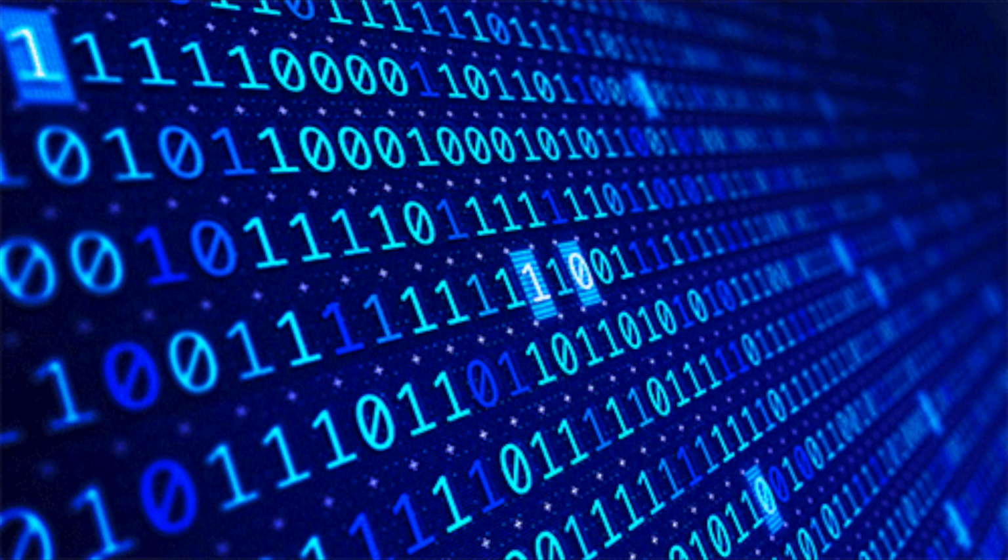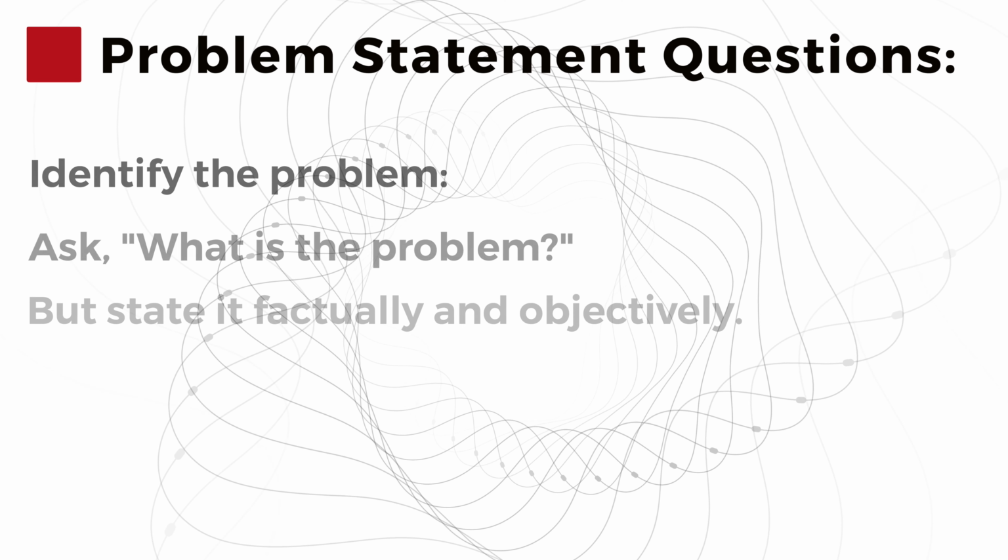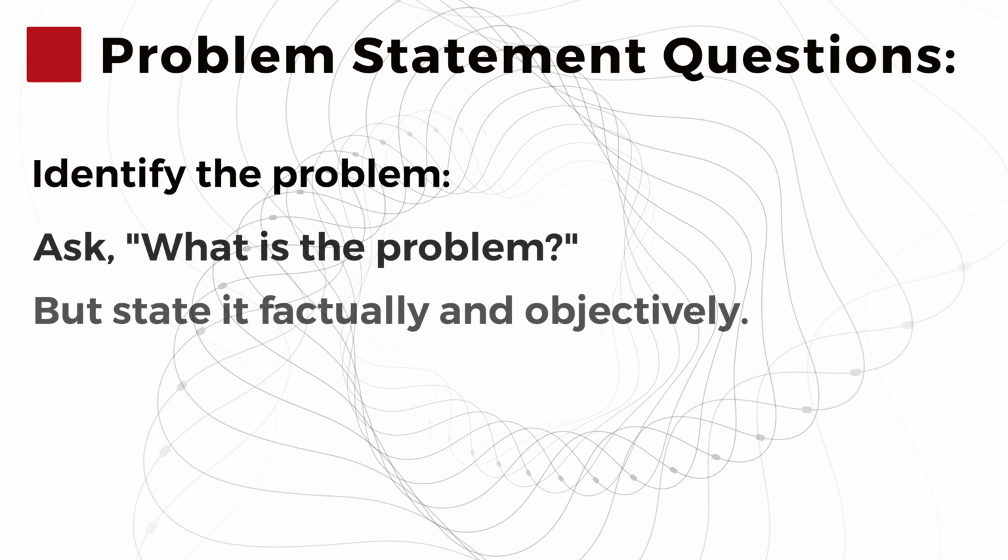Ask yourself the following 7 questions, but remember, take all emotion out of this. Don't place blame anywhere or on anyone, and be factual and objective. Gather as much data as you can surrounding the problem and then run through these questions. First, identify the problem. So ask, what is the problem? State it factually and objectively.